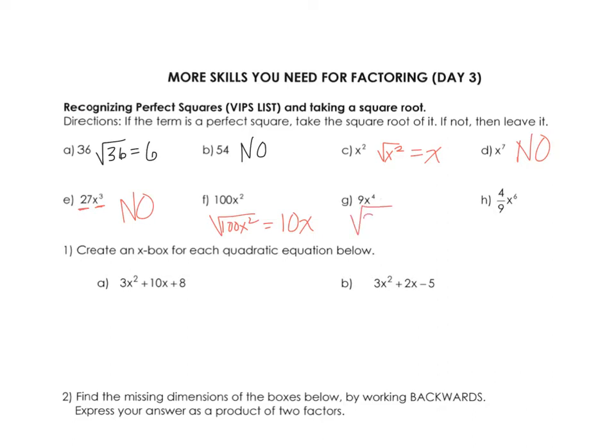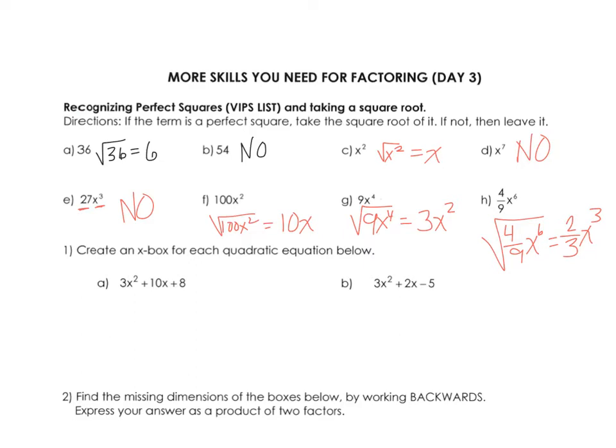9x to the fourth, yep, because the square root of 9 is 3 and the square root of x to the fourth is x squared. 4/9 x to the sixth, now I've got a fraction here, but the answer is yes, because both 4 and 9 are perfect squares. That's going to leave me with 2/3, and then 6 is an even exponent, so I can just cut it in half. All right, so that will be a skill we will need for one of the types of factoring we will do.